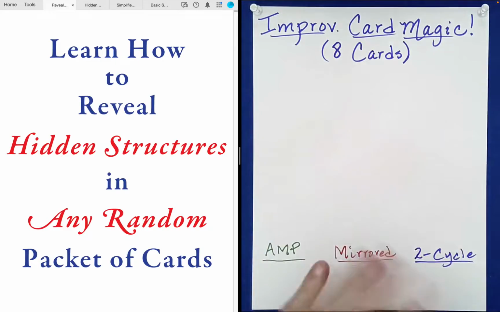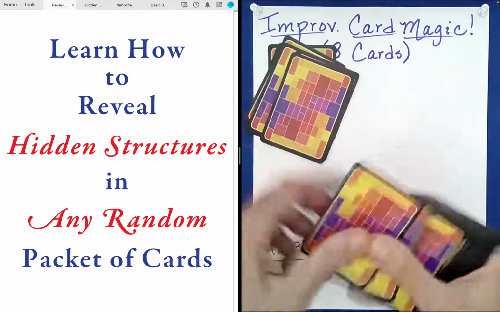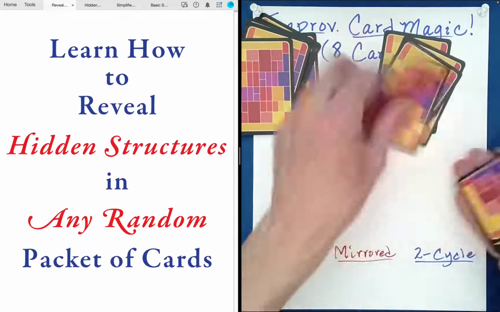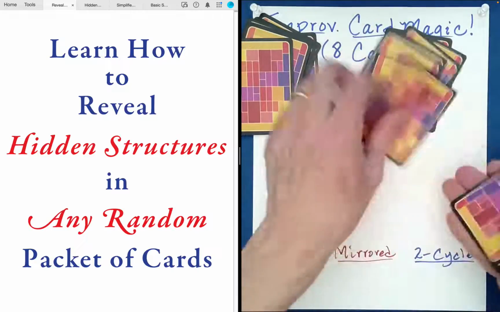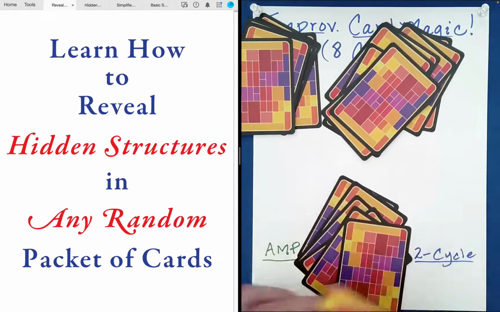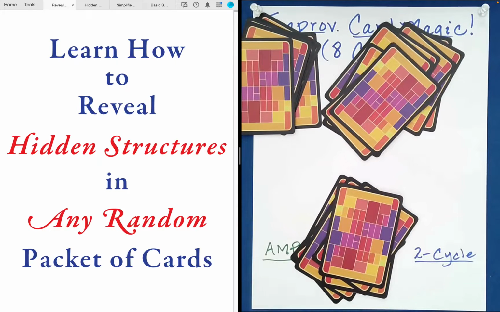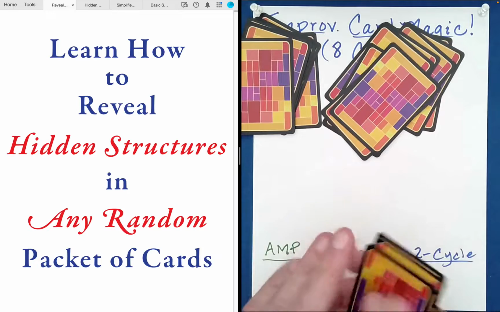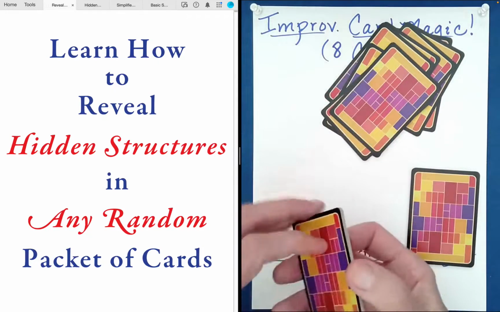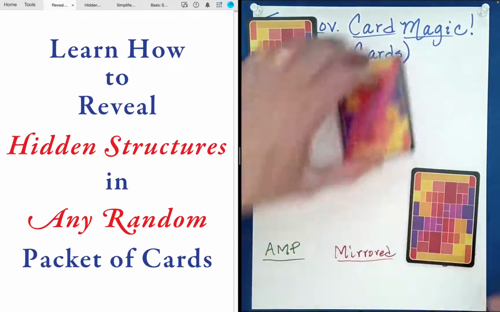Okay, so why don't we do 1, 2, 3, 4, 5, 6, 7, 8. There you go. And again, 1 through 8. Okay, so we have 8 random cards in each of these 3 piles, and we'll be taking a look at those in just a moment.